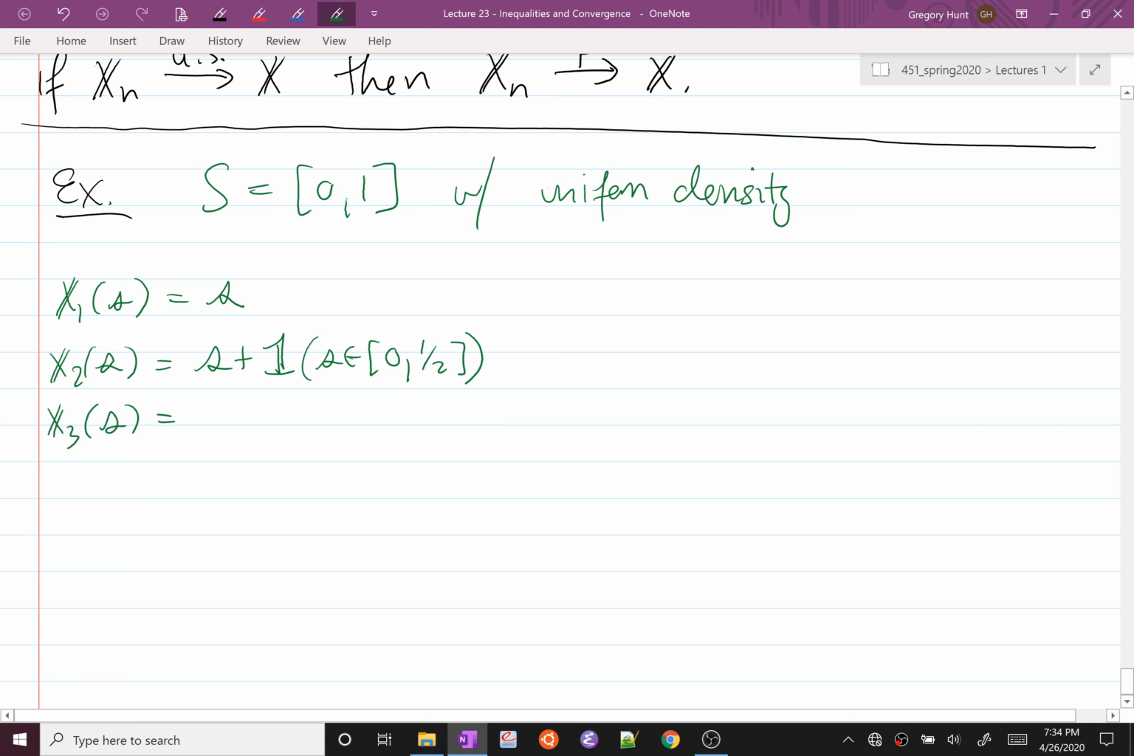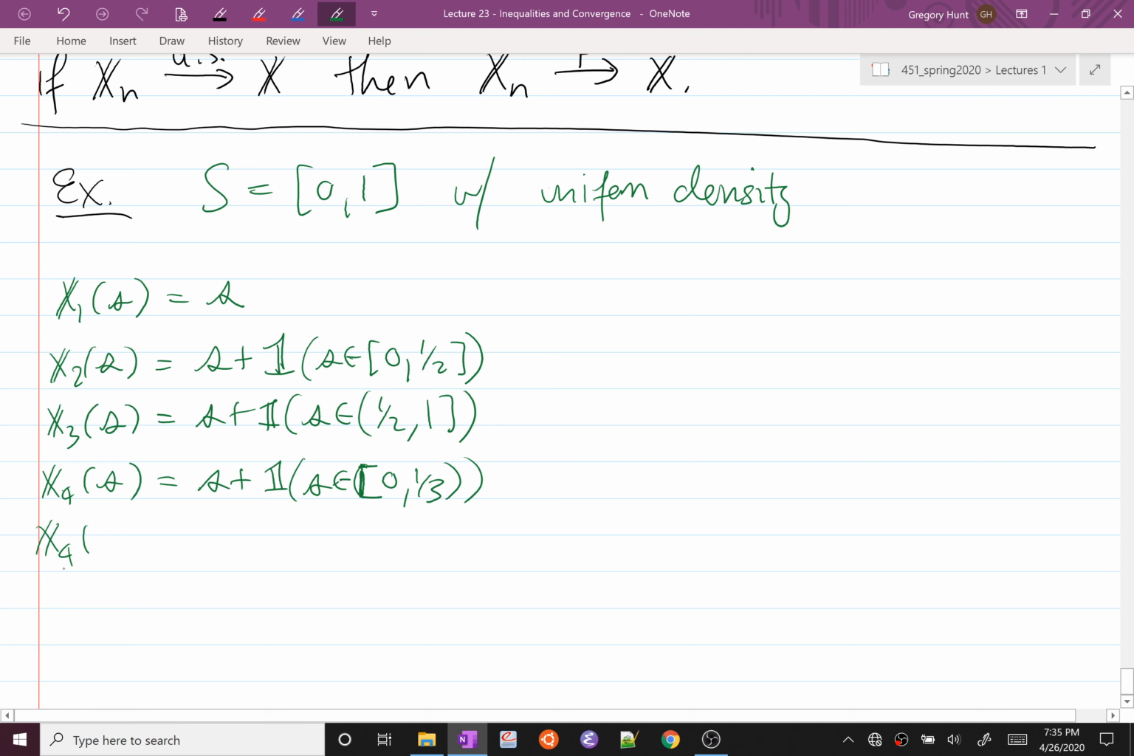x3 of s is s plus the indicator that s is in the other set, 1/2 to 1. Let's be careful here and define this properly. So this is s if we're in 0 to 1/2, and s plus 1 if we're in 1/2 to 1. And then we continue. x4 is s plus the indicator that s is in 0 to 1/3, and we keep breaking it into smaller and smaller intervals.